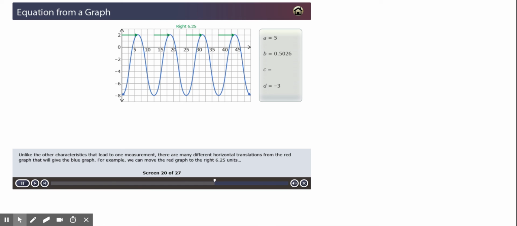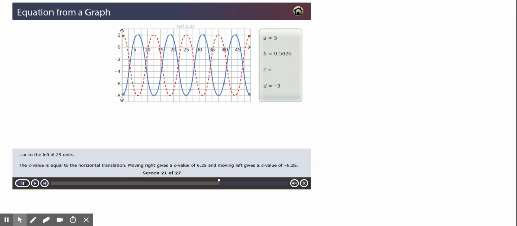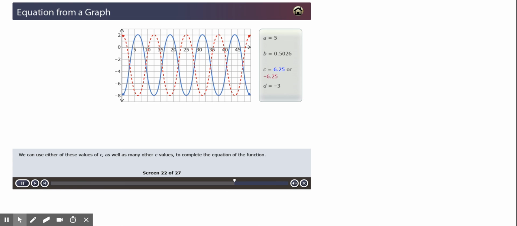For example, we can move the red graph to the right 6.25 units, or to the left 6.25 units. The C value is equal to the horizontal translation. Moving right gives a C value of 6.25, and moving left gives a C value of -6.25. We can use either of these values of C, as well as many other C values, to complete the equation of the function.